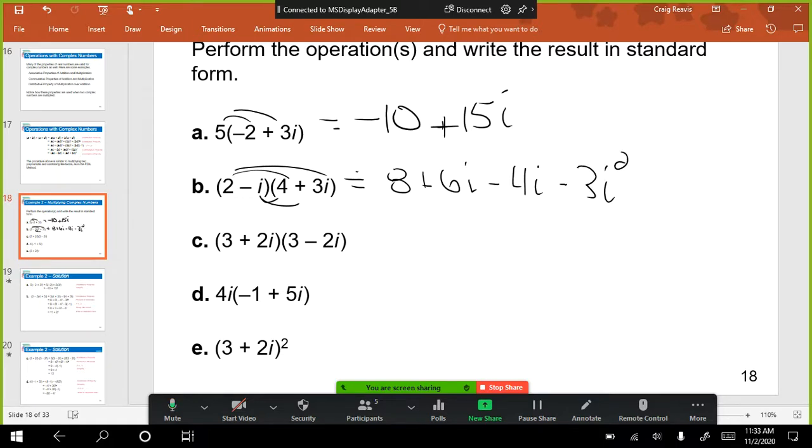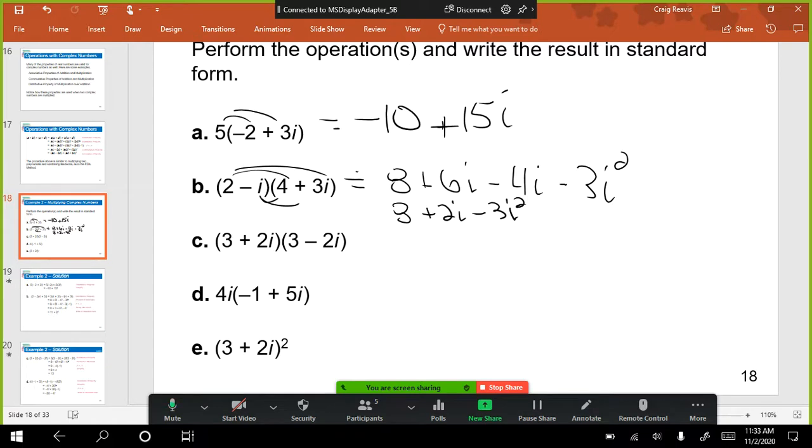squared. Okay, now here's the difference. All right. And what I would do, what's still alike is I'm going to combine the 6 minus 4i. So that's going to become 8 plus 2i minus 3i squared. Now, here's the difference.